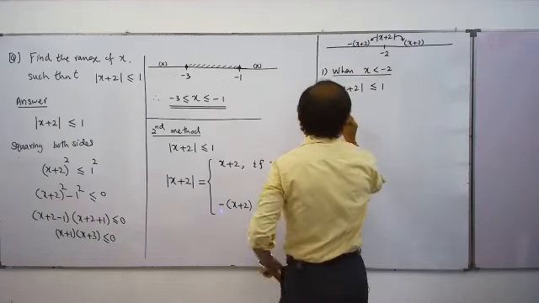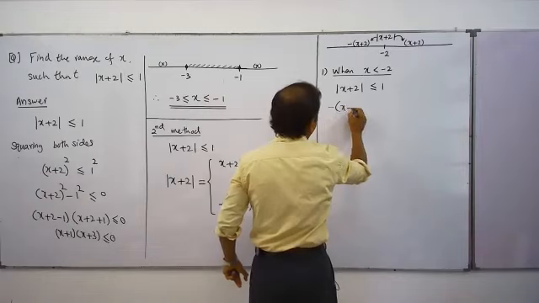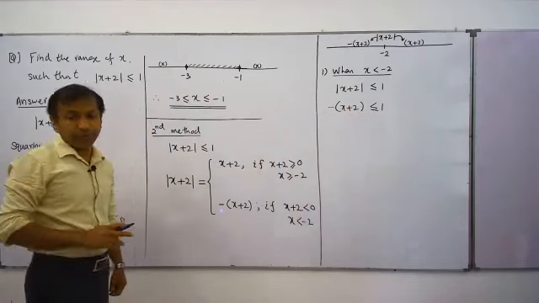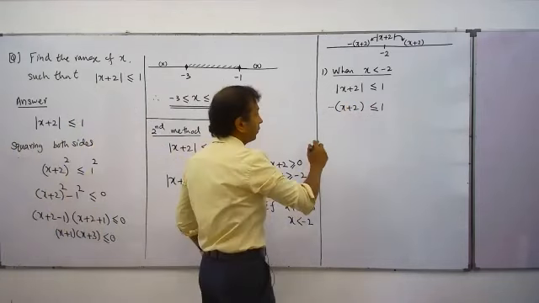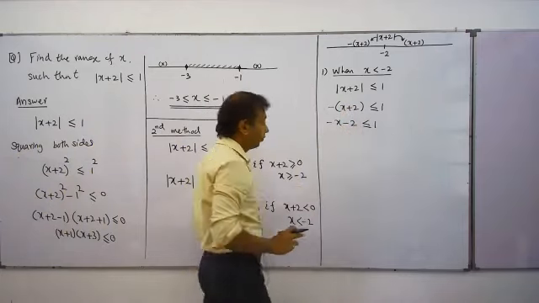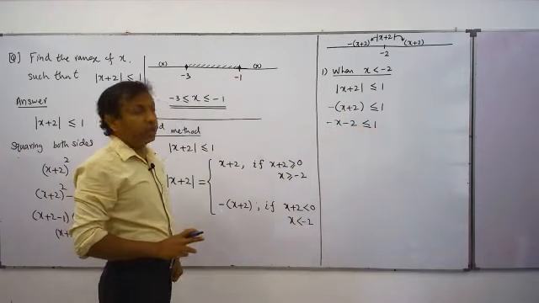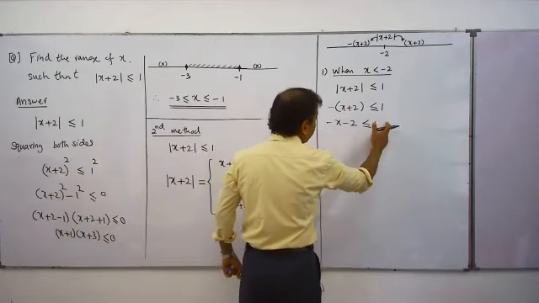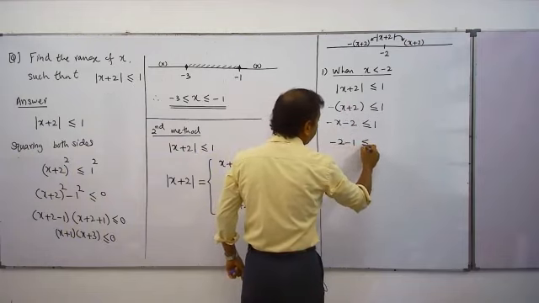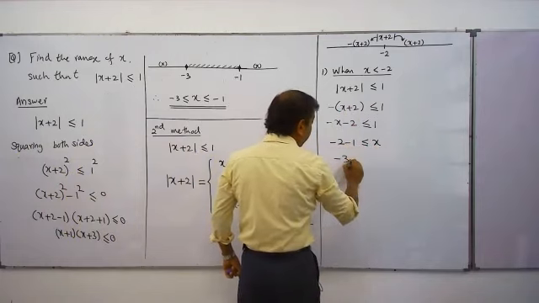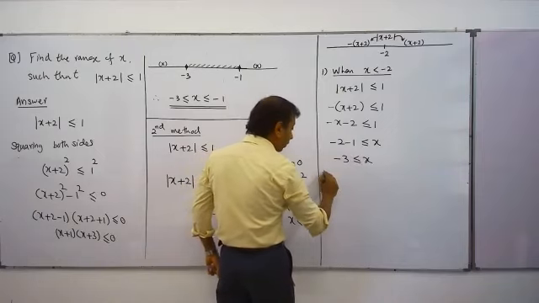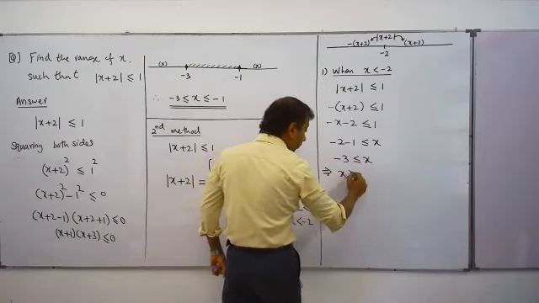Then I can put here minus times (x + 2) less than or equal to 1. Right. Now what we do is, people, we remove the bracket by multiplying this minus sign: minus x minus 2 less than or equal to 1. Now what I do is, this minus x I take to the right hand side, 1 we take to the left hand side. Then we get minus 2 minus 1 less than or equal to x. This is minus 3 less than or equal to x. This means x greater than or equal to minus 3. And this implies x greater than or equal to minus 3.